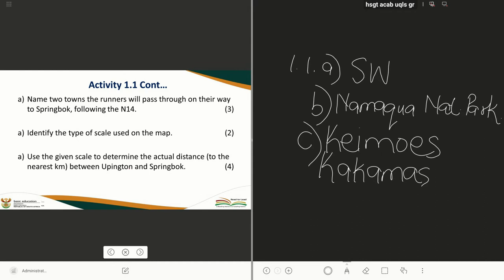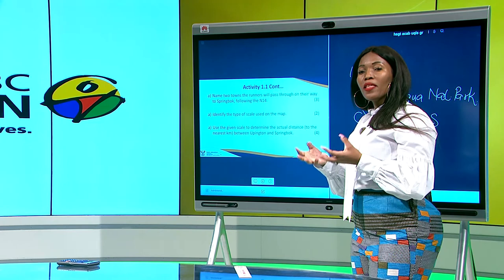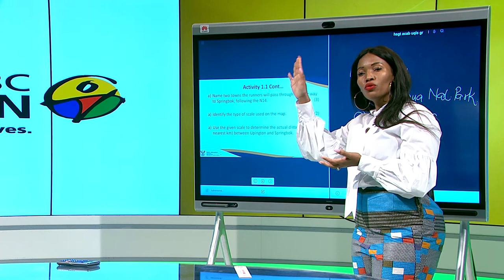And then D, identify the type of scale that is used on this map. Remember, we have two types of scales, guys. We have a number scale, which is also called a ratio scale. We also have a bar scale. Remember, a bar scale is like a picture scale. And then a number scale, you use the numbers. It can be 1:2 something.